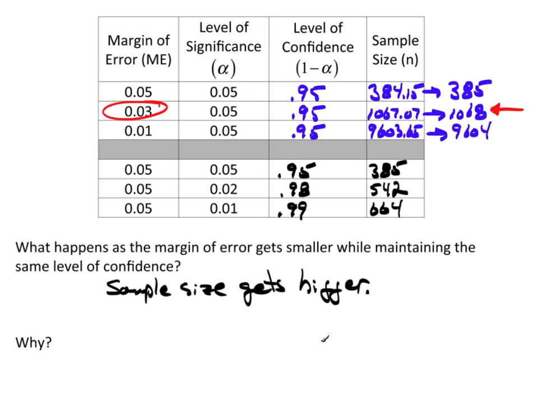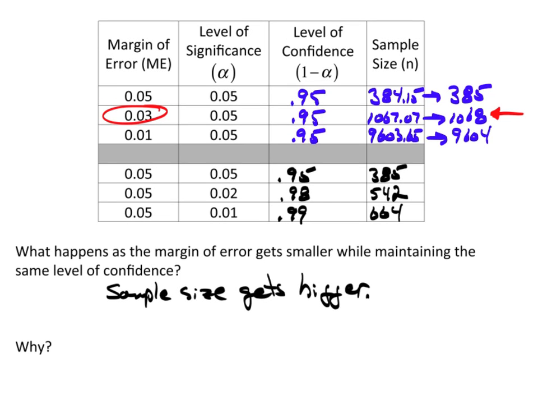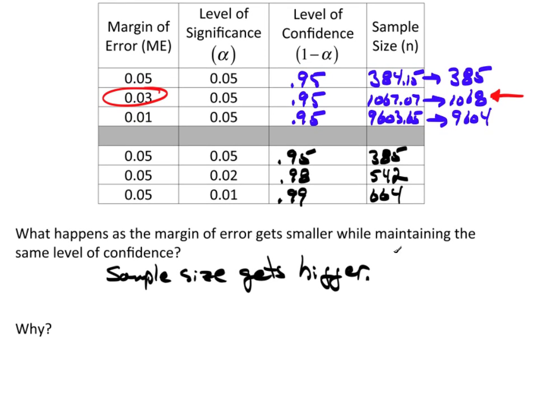And why does that happen? Well, if I go back to what my margin of error looks like to begin with, remember it's z of alpha over 2 times the square root of... actually, I shouldn't put the 0.5 in there. I should put p hat in there for right now, p hat times 1 minus p hat divided by n. This is the margin of error.